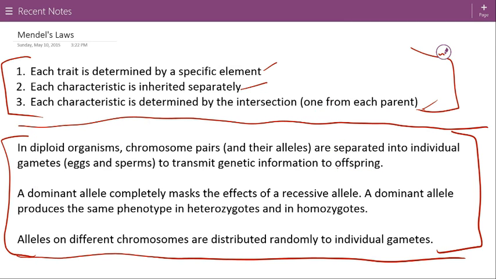We have the dominant allele completely masks the effects of the recessive allele. A dominant allele produces the same phenotype in heterozygous and homozygous. So again, that conversation we were having earlier about eye color: if you're looking at someone with brown eyes, brown we know is a dominant characteristic. It's a dominant allele. It's a dominant expression of genes, and that's going to mask a recessive allele, blue or green or hazel eyes or something like that.